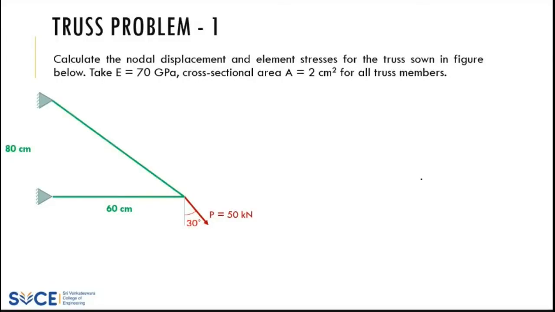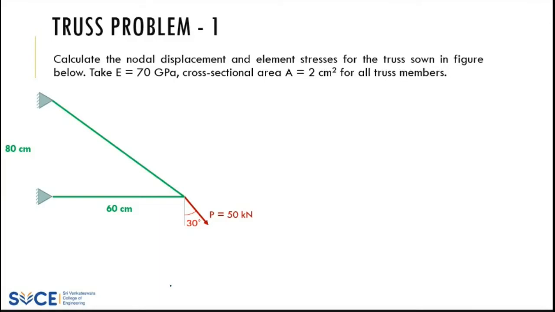Let's consider this. You have a truss element connected here, and they are asking you to identify the nodal displacements and the element stresses for this particular truss. They have given Young's modulus as 70 gigapascal, and the cross-section area is A equal to 2 centimeters square, the same for all the truss elements. The diagram is given, and you can see that it has one force, which is an inclined one.